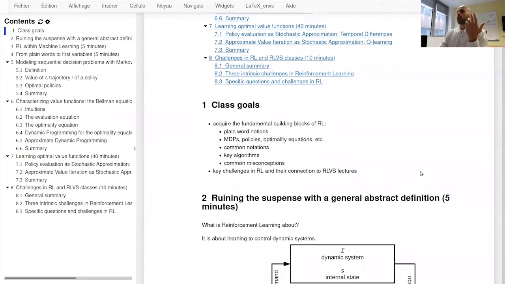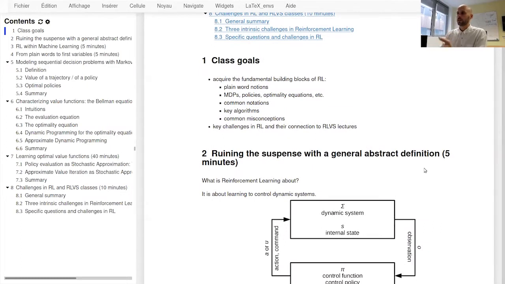So let's start. My goal during this class is for you to acquire the fundamental building blocks of RL. And those blocks are notional, so it's acquiring the vocabulary, obtaining plain word notions. Some of those blocks are algorithmic, which means designing algorithms and being able to code them. Some of those blocks are mathematical in terms of models, variables, notations. So by the end of this class, I'd like you to be familiar and confident in manipulating the notion of MDPs, Markov decision processes, policies, optimality equations, et cetera.